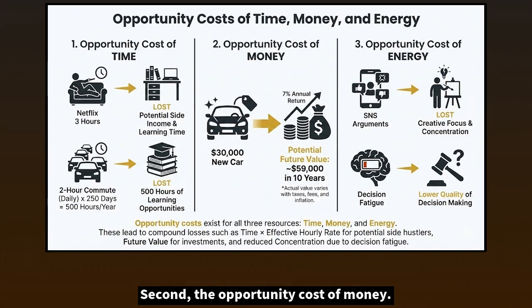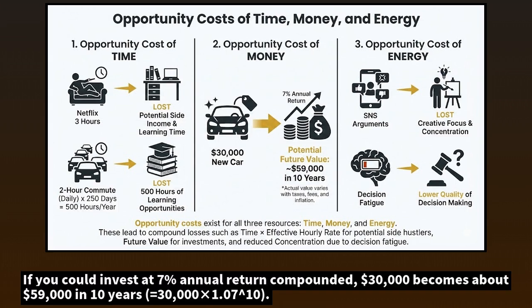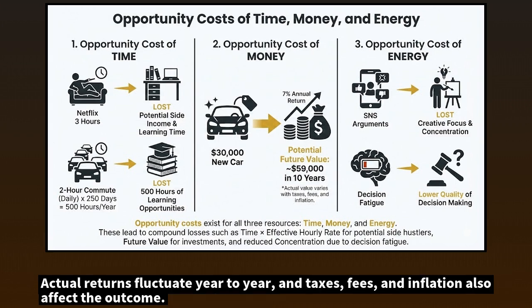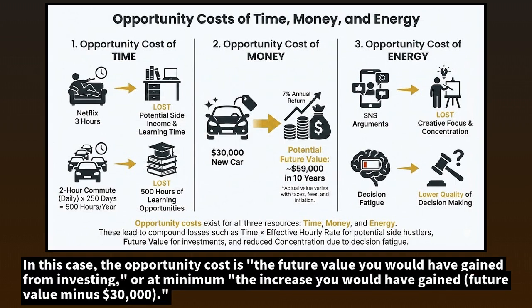Second, the opportunity cost of money. Buy a $30,000 car. If you could invest at 7% annual return compounded, $30,000 becomes about $59,000 in 10 years, equals 30,000 times 1.07 to the power of 10. Actual returns fluctuate year to year, and taxes, fees, and inflation also affect the outcome. In this case, the opportunity cost is the future value you would have gained from investing, or at minimum, the increase you would have gained, future value minus $30,000.